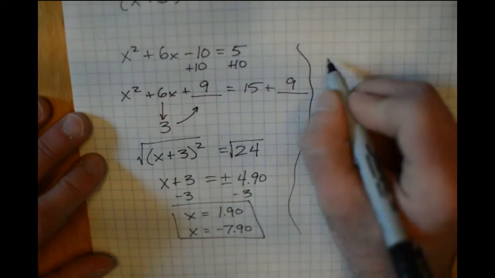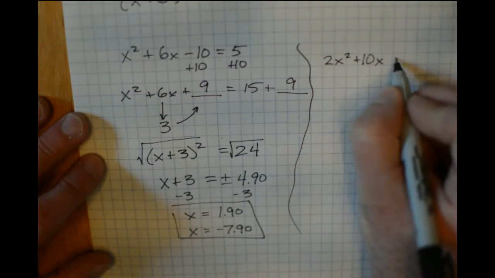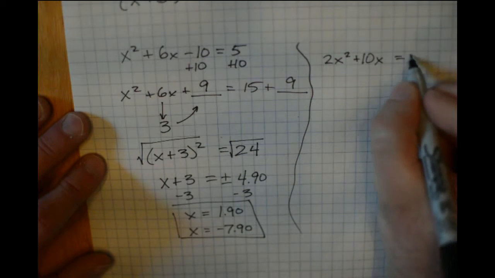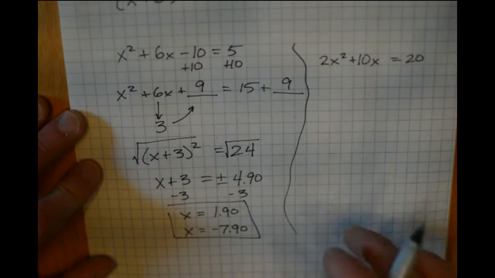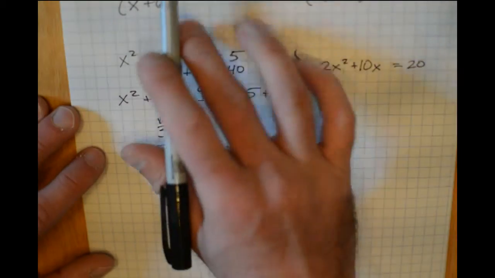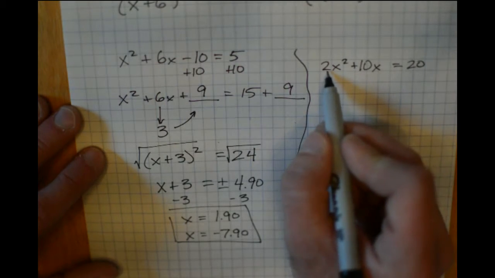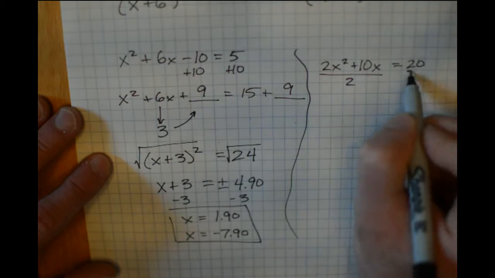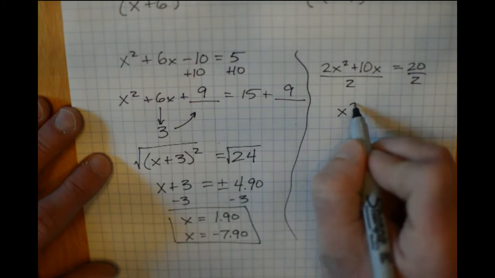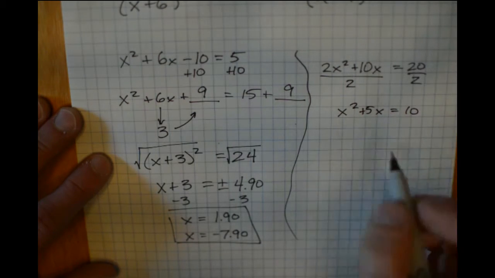Let's see, we have 2x squared plus 10x is equal to 20. Alright, so the first thing that we want to do when you're completing the square is that this method, bringing it down, dividing by 2, and then squaring it, only works when there's nothing in front of x squared. It says 2x squared right now, and I don't want that there. So I'm going to divide both sides by 2. That's going to give me x squared plus 5x is equal to 10.